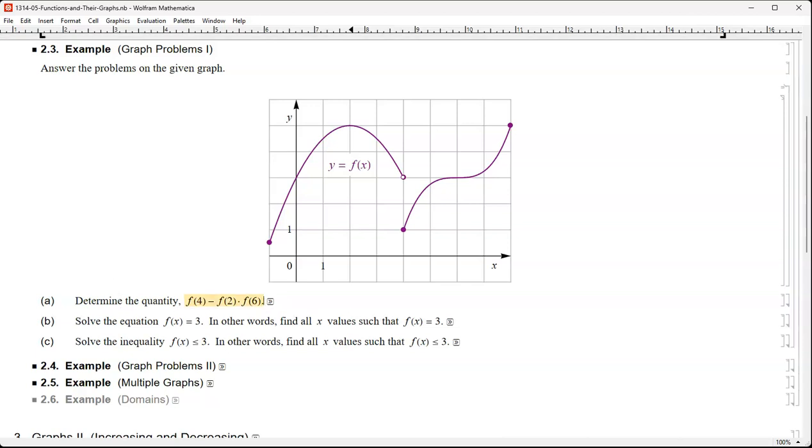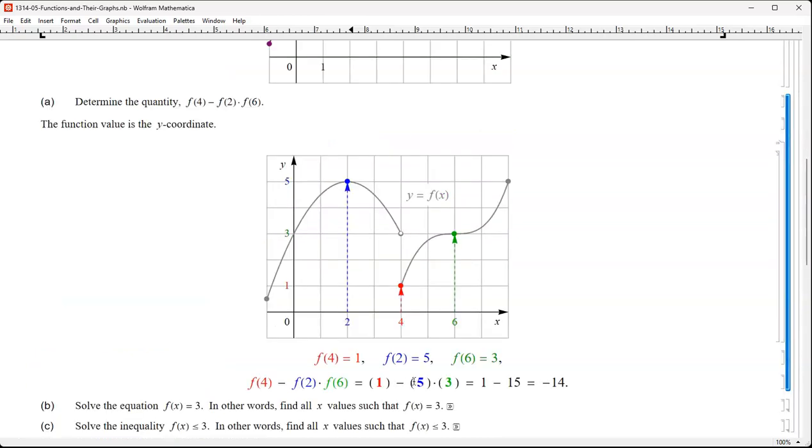Find this quantity. Whatever the expression, the key point is to find the function value for a given x value. In this particular case, we have to find three function values, f of 4, f of 2, and f of 6. How do you find those? Start from the appropriate x-coordinate on the x-axis. For example, when x is 2, start from here and then move vertically until you hit the point on the graph.